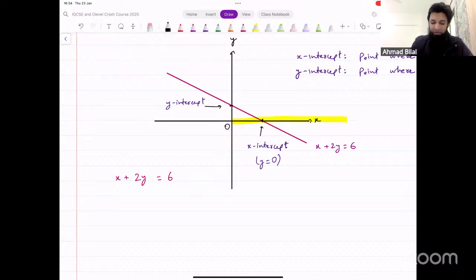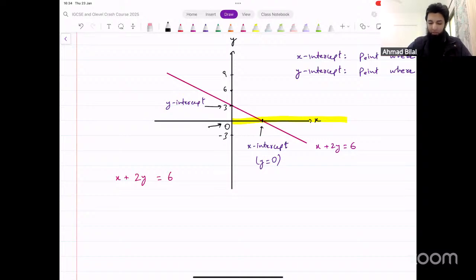Let's say this might be the point 3. This might be 6. This might be 9. This point might be -3. What's on the x-axis? The x-intercept is when the y coordinate is 0, right?